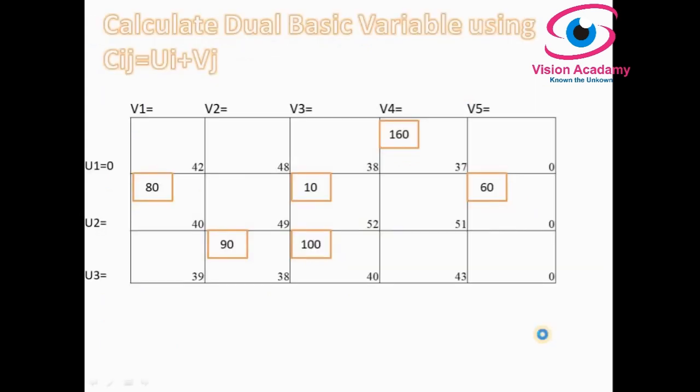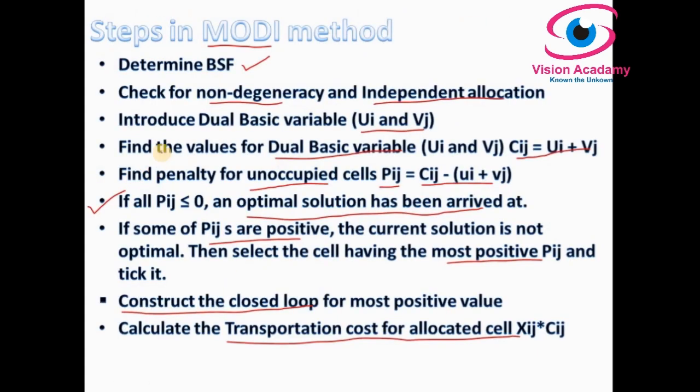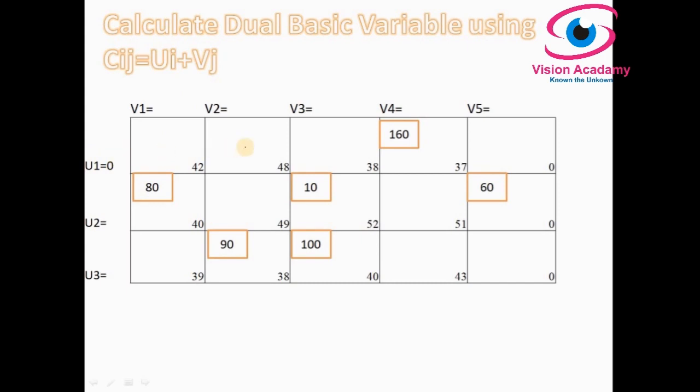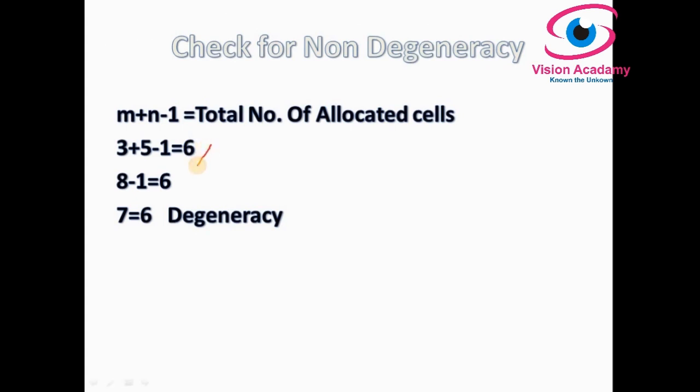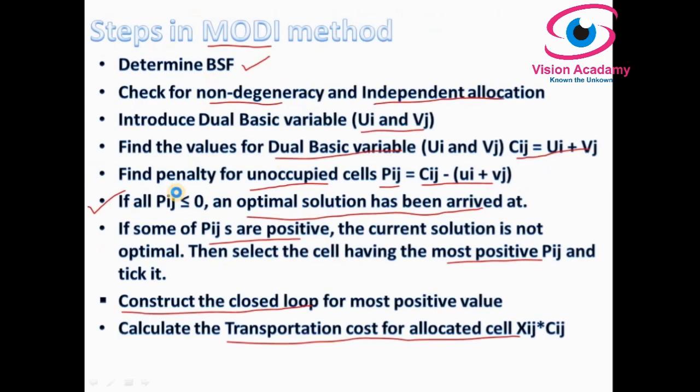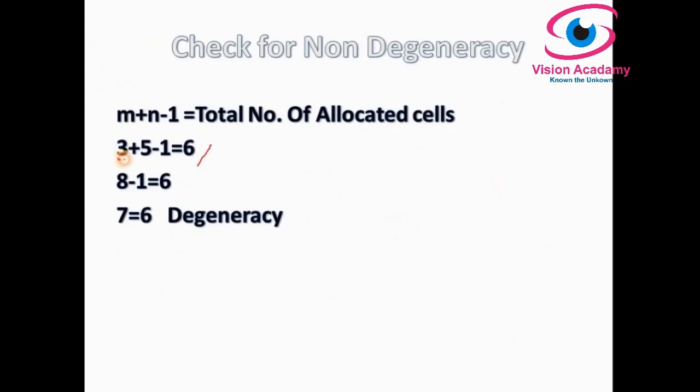So now let us check. Firstly, we have done the basic feasible solution. Let us complete the second step, that is, check the non-degeneracy in this case. Look here, these are the cell allocations which we obtained from the basic feasible solution. One, 2, 3, 4, 5, 6 allocations we have made. So I have taken the number of allocations as 6. And M means rows, 1, 2, 3. There are 3 rows, so M is 3.